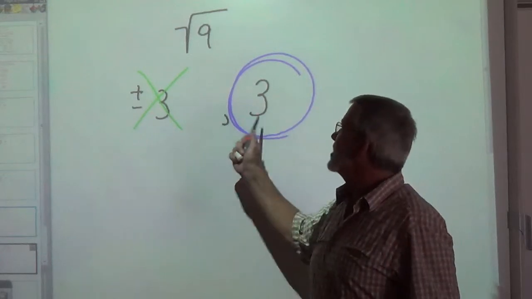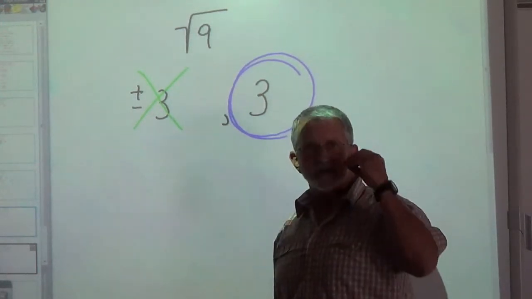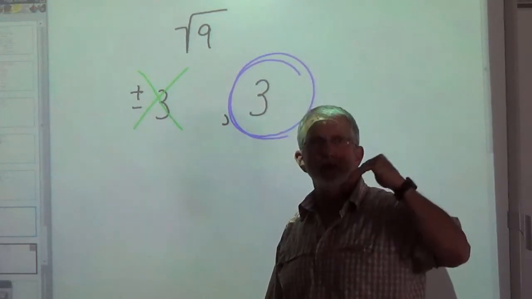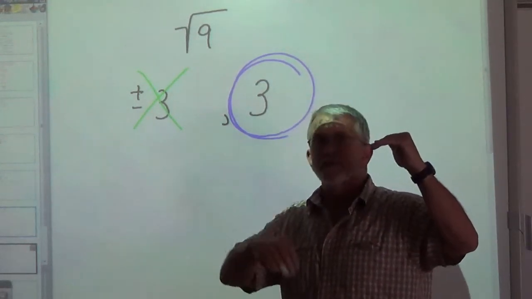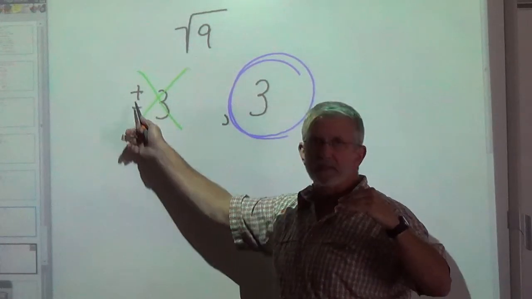You're right. It is just 3. The square root of 9 is just 3. We're going to study the square root function. The square root function is a function. For any input, there's only one output. This thing can only produce 3. It's not positive or negative 3.